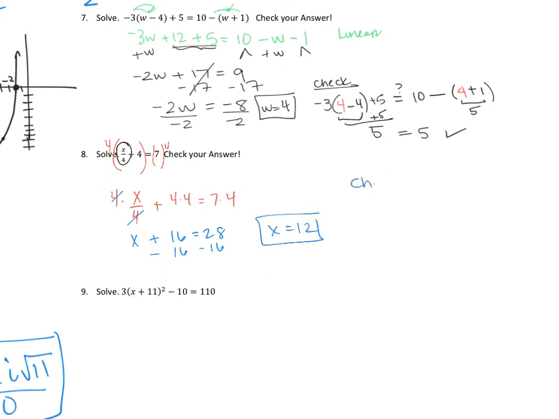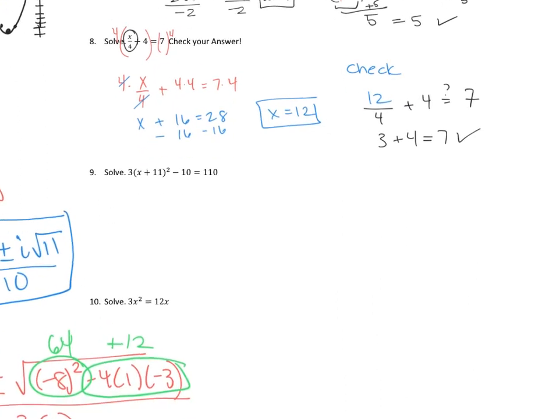Now it does say to check, so let's plug that back into the original. So that's going to be 12 over 4 plus 4 is supposed to equal, we're not sure, but it should equal 7. Well, 12 over 4 is actually 3, plus 4 does equal 7. Yay, we did it. Okay, moving along to number 9.